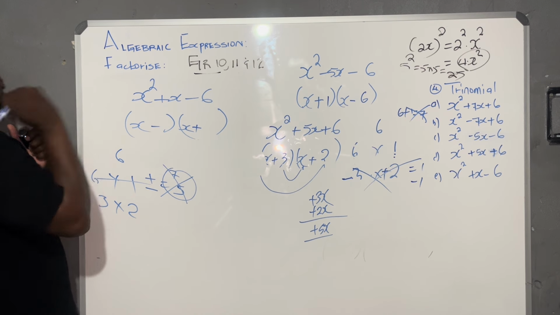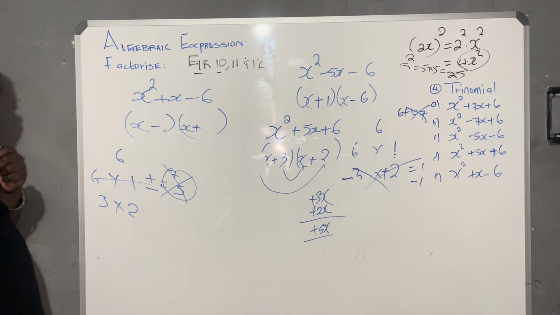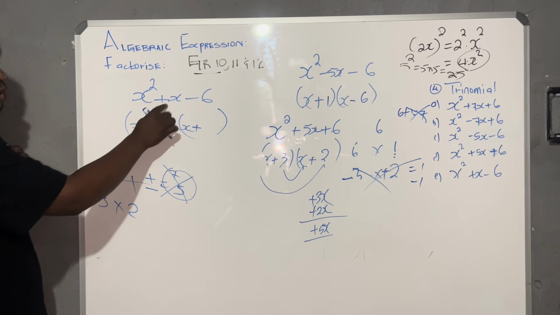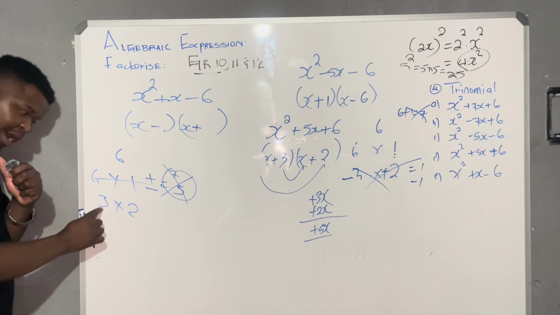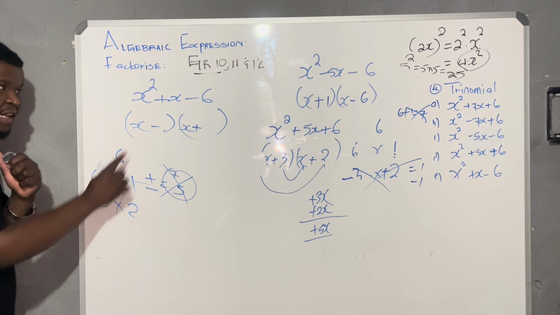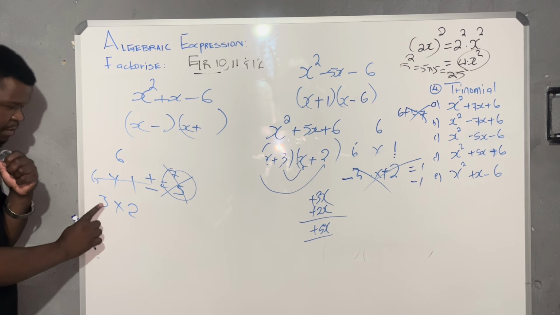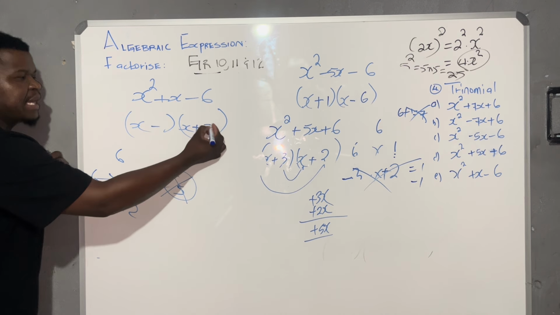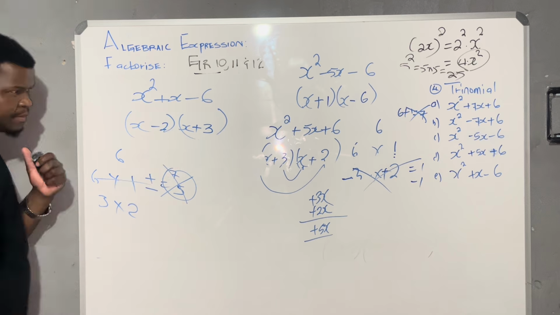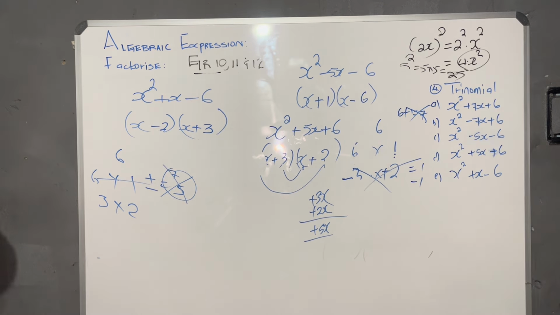But don't just rush and put these factors anywhere you like. The middle term is positive. So the bigger number between the 2 factors, which is 3, must take the sign of the middle term. Since 3 is bigger than 2, and my middle term is positive, I'm going to put 3 there, 2 there. That's it for this video.